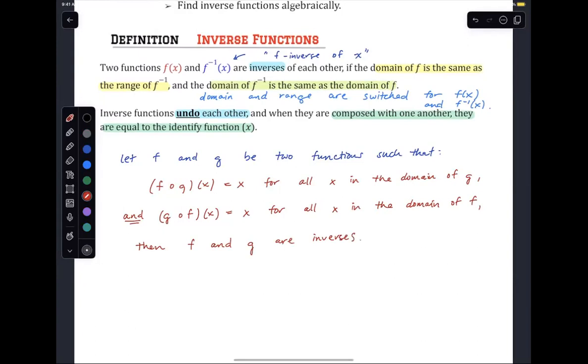then this means that f and g are inverses. So one thing that's important is that when you take the composition of two functions and you get x, it has to be both directions. So f composed with g of x has to be x, and g composed of f of x has to be x. Both must be true. So if you're asked to show it, you must show both ways, both equal x for them to be inverses.